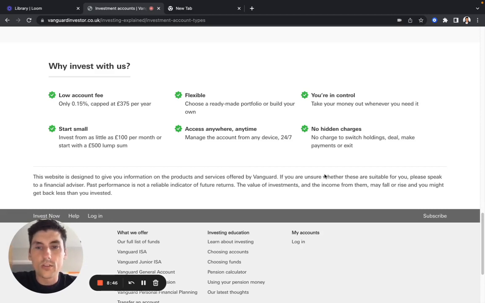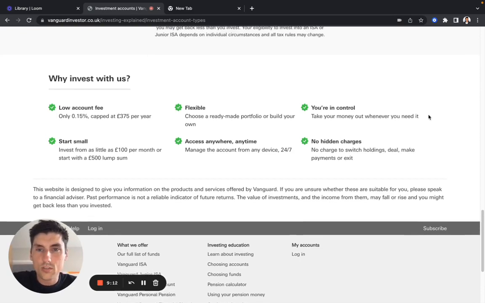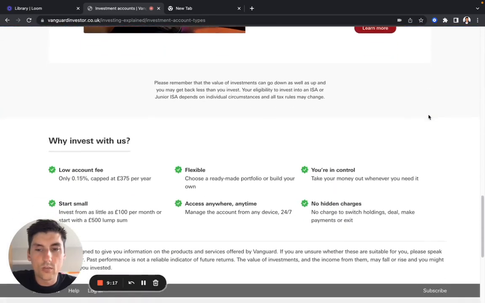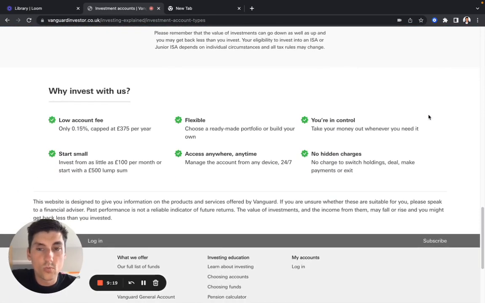So again, like I mentioned earlier, there's the twofold approach to fees, by way of the account fee, and then the fund management expense fee. But there's no charge to switch holdings, to deal, or make payments or exit, like there sometimes are with other big providers, or just financial institutions in general. So hopefully this is a good, quick, concise breakdown of the different account types and why you might choose to invest with Vanguard.